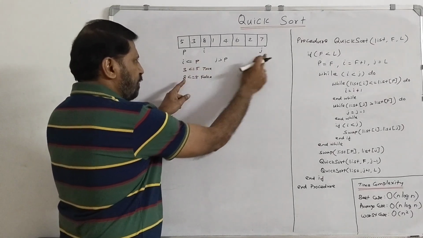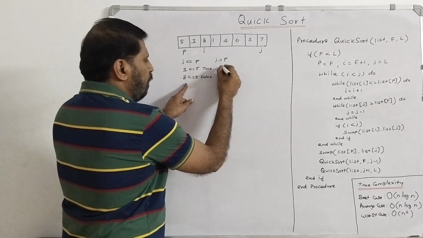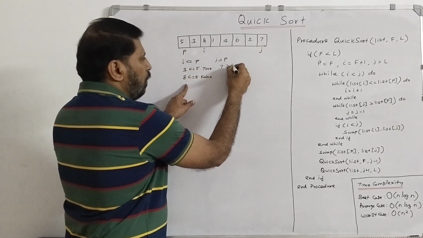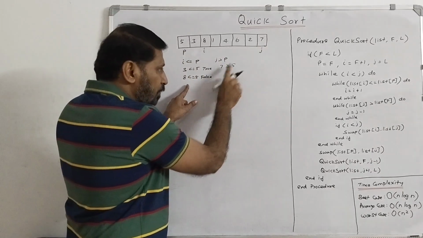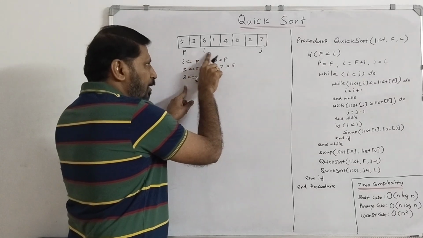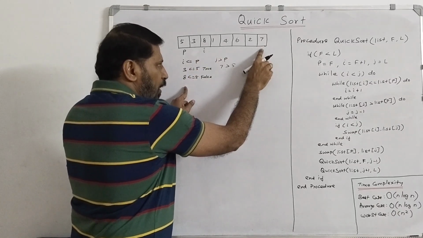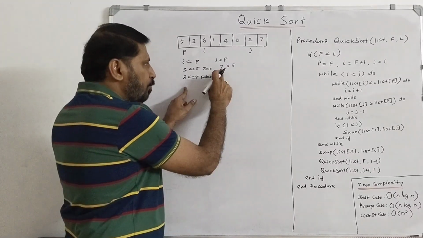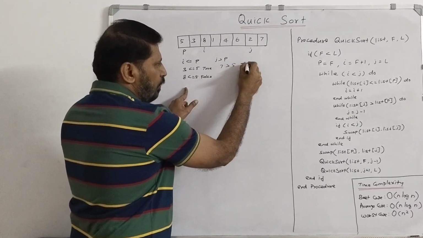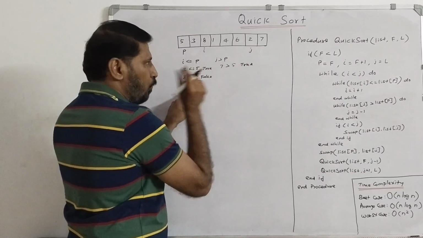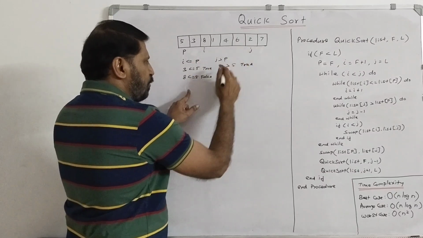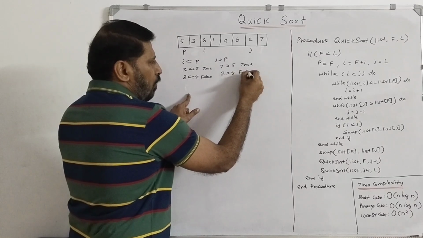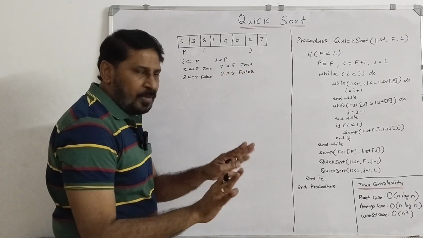Next, j. The j value is 7. 7 is greater than 5. The condition is true here. Whenever it is true for i, we increment i, and whenever it is true for j, we decrement j. j comes here. Is the point clear? Because the condition is true, we decrement j by 1. So the second number is 2. Is 2 greater than 5? The condition here is false. Whenever it is false, we stop.